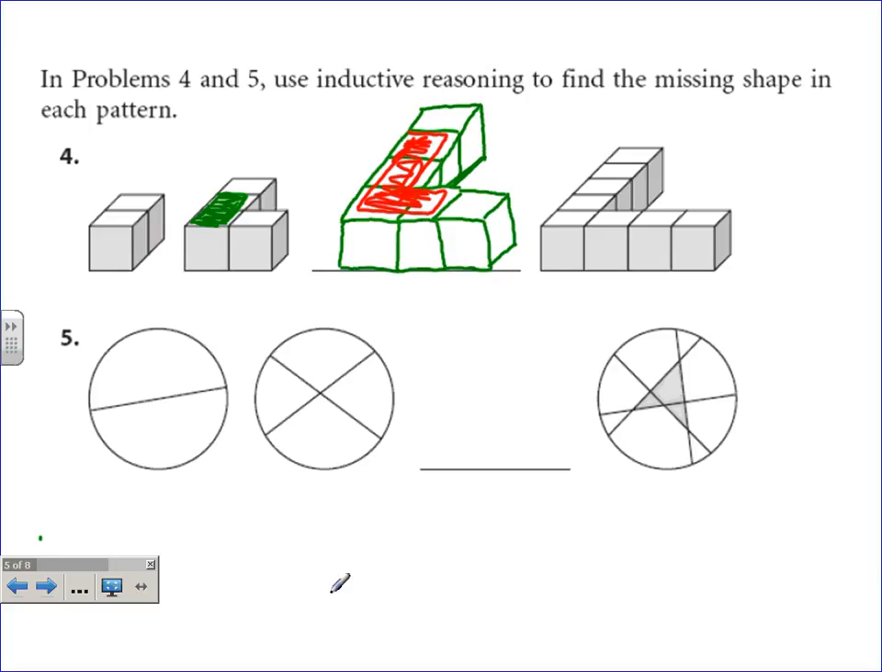Number 5. What is going on for 5? I don't know. So we have one line. What is this called? Diameter. Okay, it's only a diameter if there's a center there. So instead of that, I'm going to say it's just some sort of chord. Okay, it's a chord. Then we basically cut that chord in half, right? So we cut that chord in half.